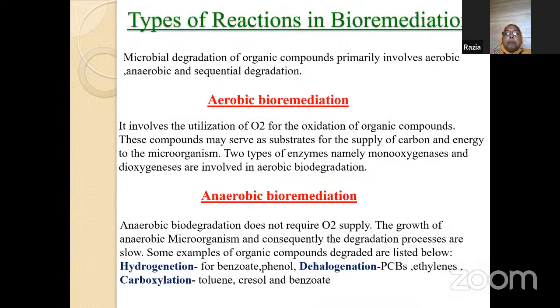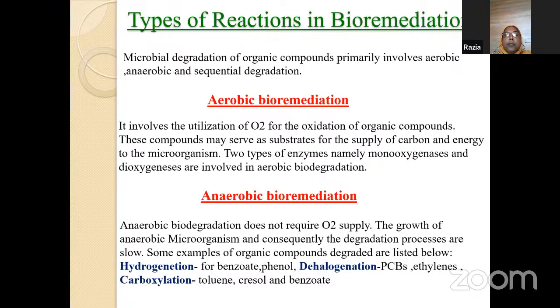I will briefly go over aerobic and anaerobic bioremediation. Aerobic bioremediation involves oxygen, and there is complete breakdown of the toxic pollutants by an oxidation process, in which mainly dioxygenase enzymes and monooxygenase enzymes are involved, which are dependent upon oxygen. And the anaerobic process, on the other hand, does not require the presence of oxygen, but there are certain other mechanistic aspects like hydrogenation, dehalogenation, and carboxylation reactions which occur under anaerobic bioremediation.